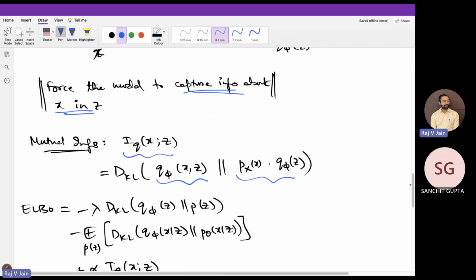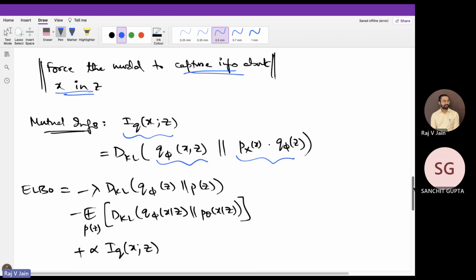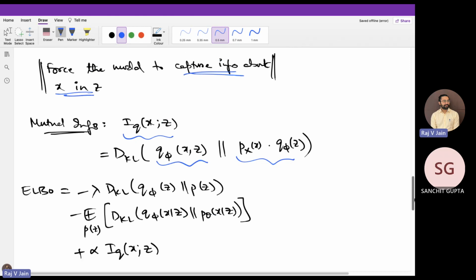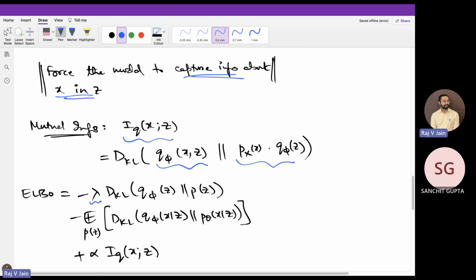So now the ELBO, they use this particular formulation and write it in this form, with lambda as a parameter here, Q phi of Z and P of Z. This term is again from the above term, and they use an alpha term with this I_q of Z, X comma Z. Because we are maximizing the ELBO, we are maximizing this term also, which means we want to maximize the mutual information. That is, we are forcing Z to capture information about X.